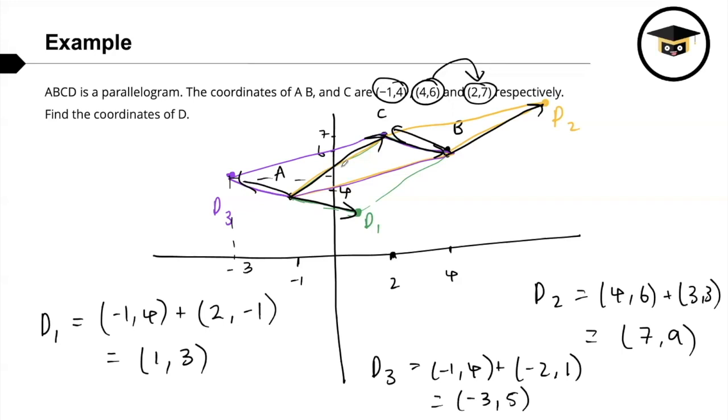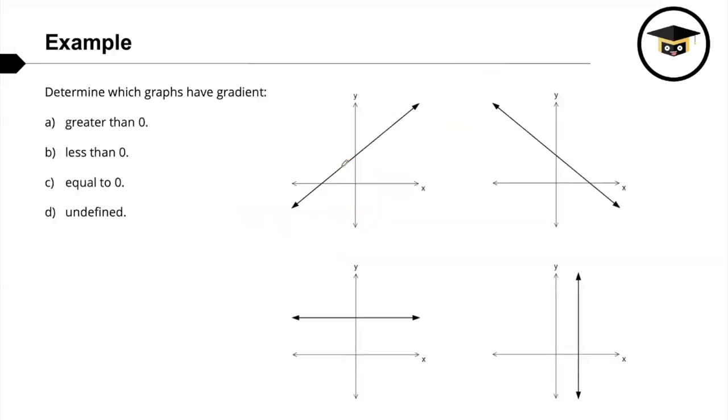The formal name for this is called vectors. But for now, as long as you can understand that a parallelogram is going to be obviously having two opposite equal sides, two pairs of them, then we can use that logic to find the 3 answers. Let's have a go at another example. Determine which graphs have gradients, part A greater than 0, less than 0, equal to 0, and undefined.